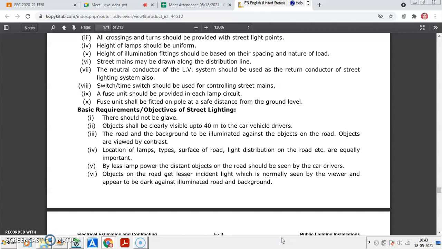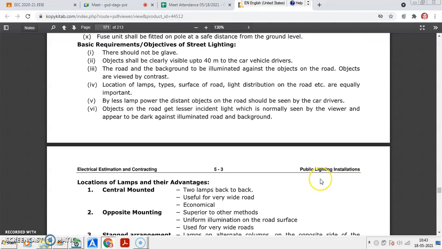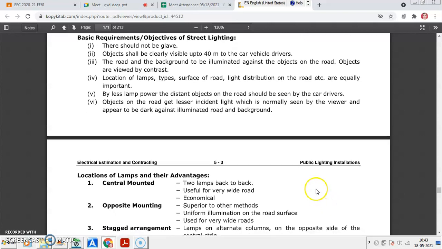Then the lamp. Particularly we must use lower wattage lamps, but you must have sufficient illumination. So you can have LED options, as we are going for this. Objects on the street or on the road get lesser incident light, which is normally seen by the viewer, and appear dark against the illuminated road and background. So this should not happen. The objects must be clear on the road. If you have sufficient illumination, then it is possible.